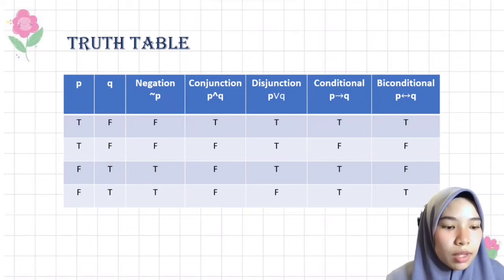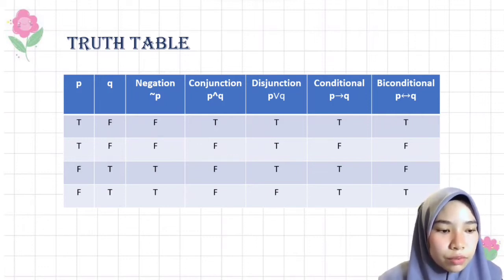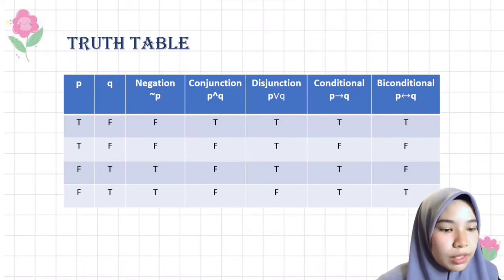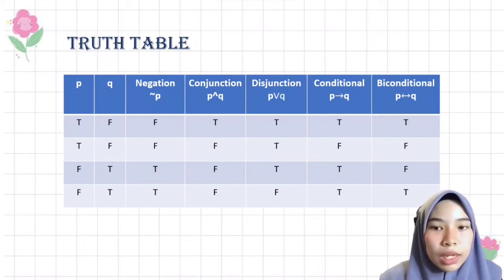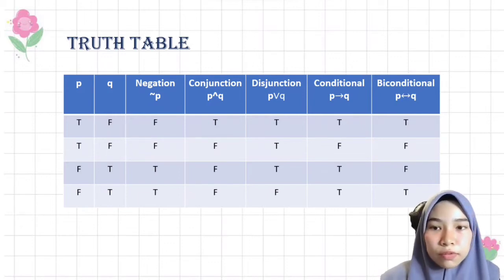As we can see, for P we have true, true, false, false. For Q, we have true, false, true, false. For the negation, not P, the opposite of P, is false, false, true, true. For conjunction, P and Q is true, false, false, false. For disjunction, P or Q is true, true, true, false. For conditional, P implies Q is true, false, true, true. And for biconditional, P biconditional Q is true, false, false, and true.